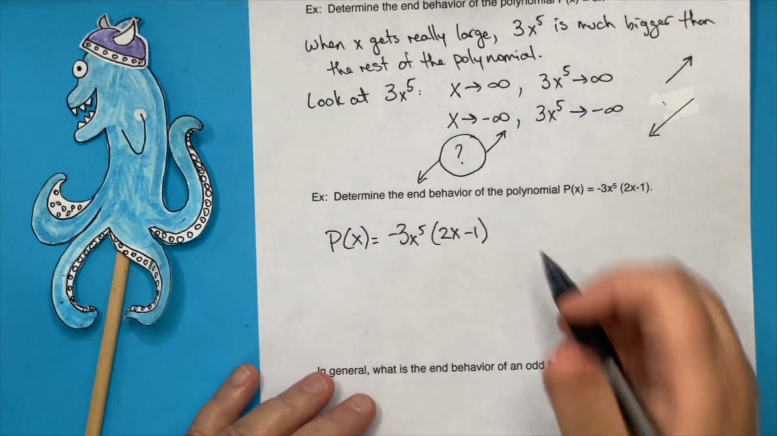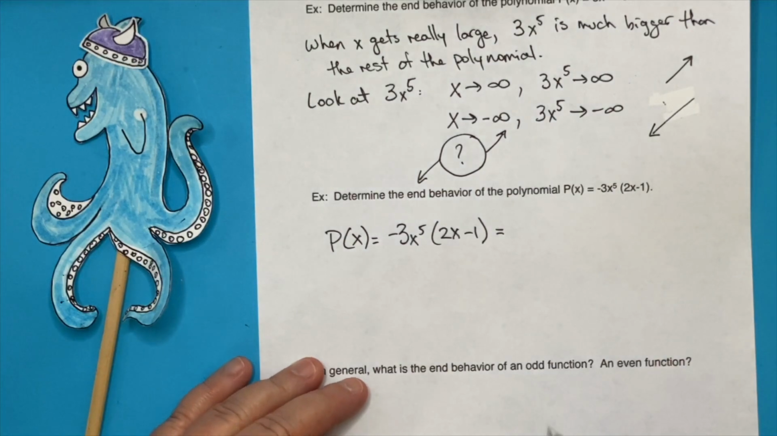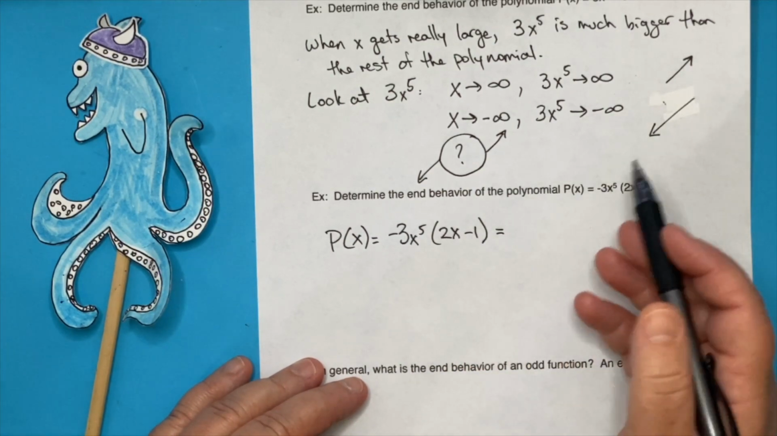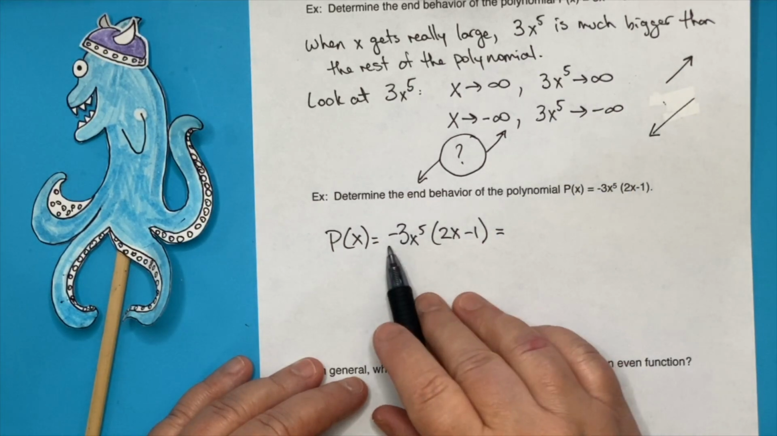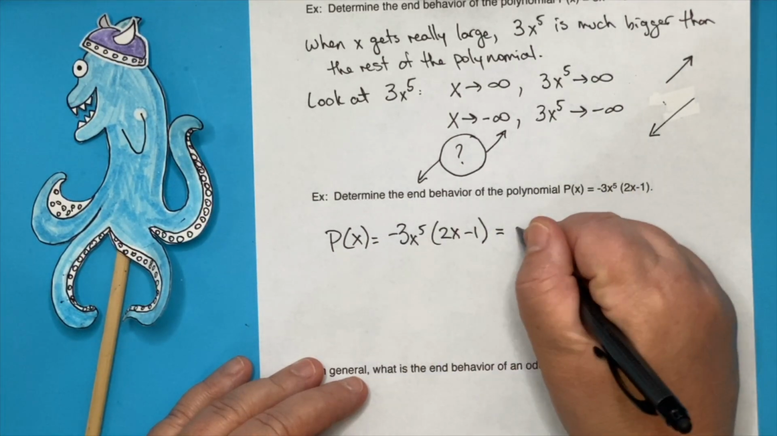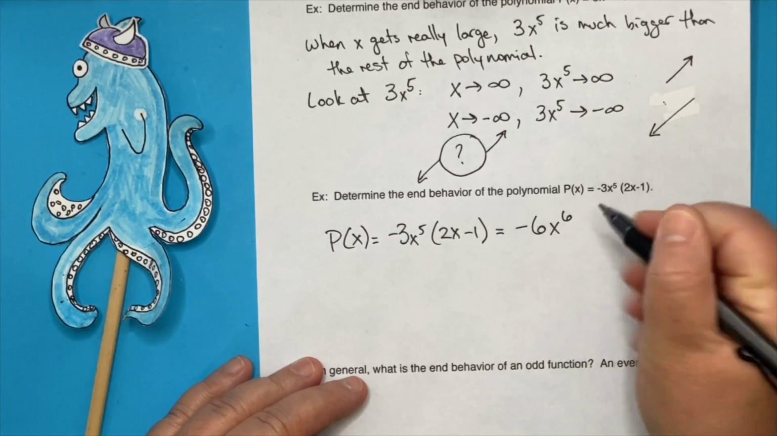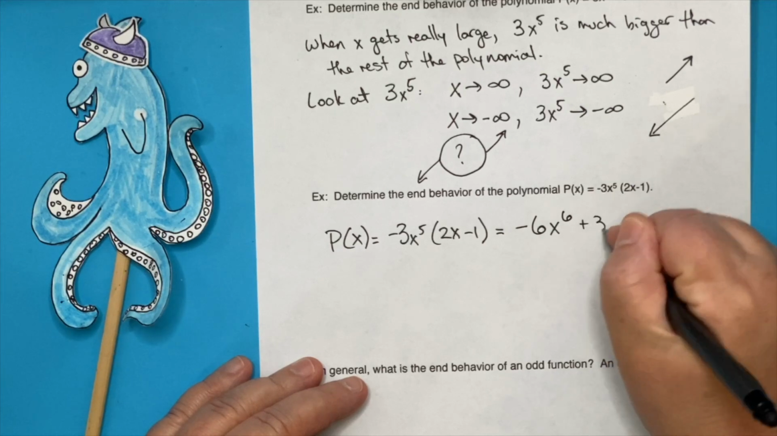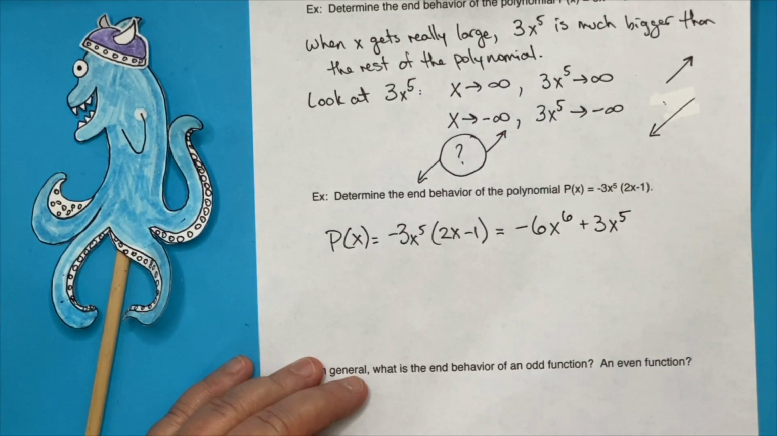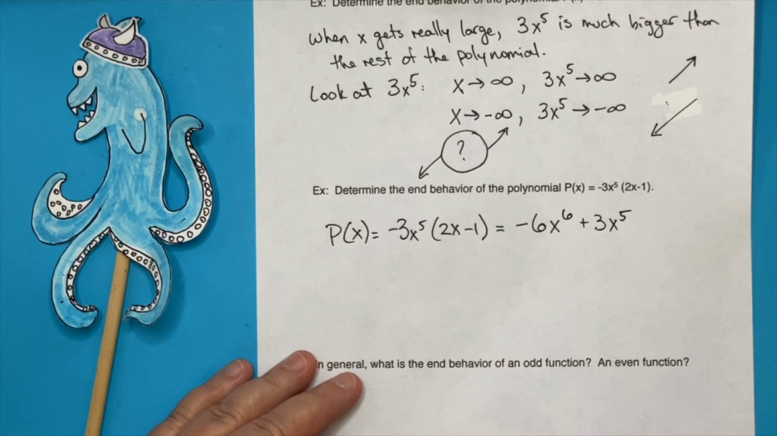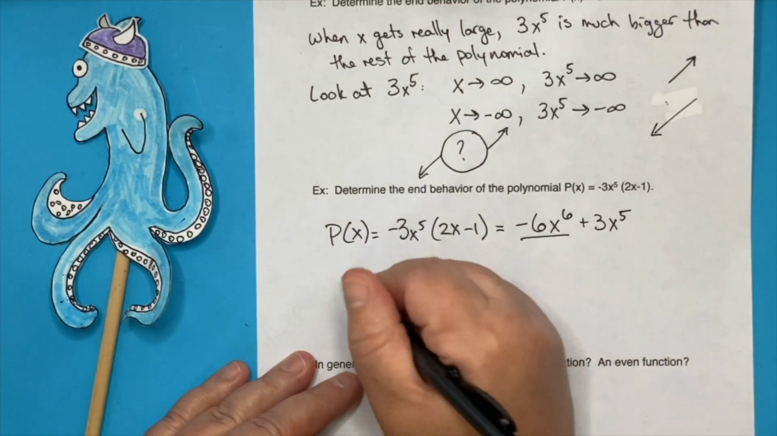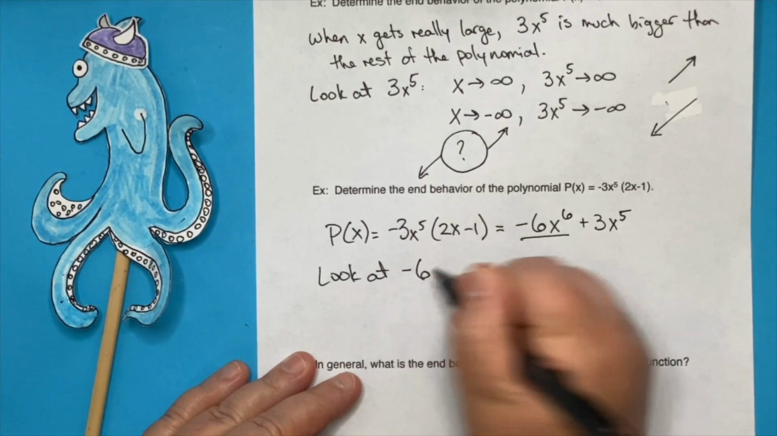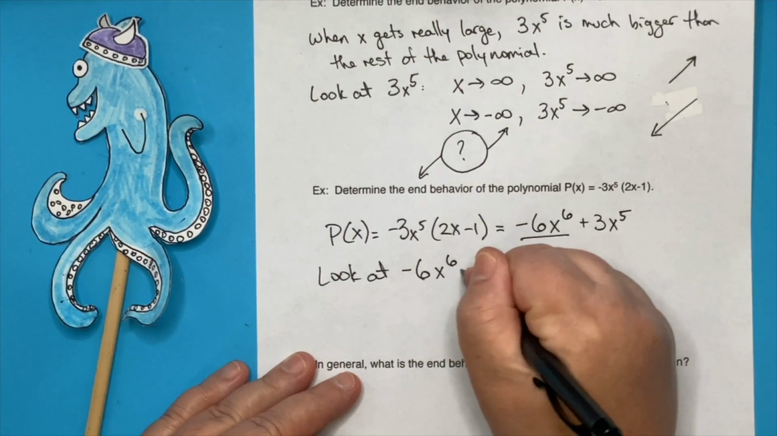So our first step should be to actually look at what's going on. I've got negative 3x to the fifth times these two terms, so let's go ahead and multiply them out. Negative 3x to the fifth times 2x is negative 6x to the sixth. Negative 3x to the fifth times negative 1 is plus 3x to the fifth. And again, we look at the leading term. We look at the negative 6x to the sixth.